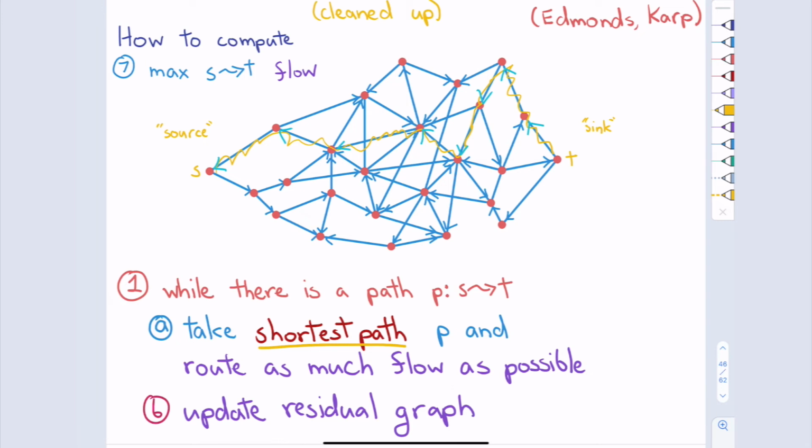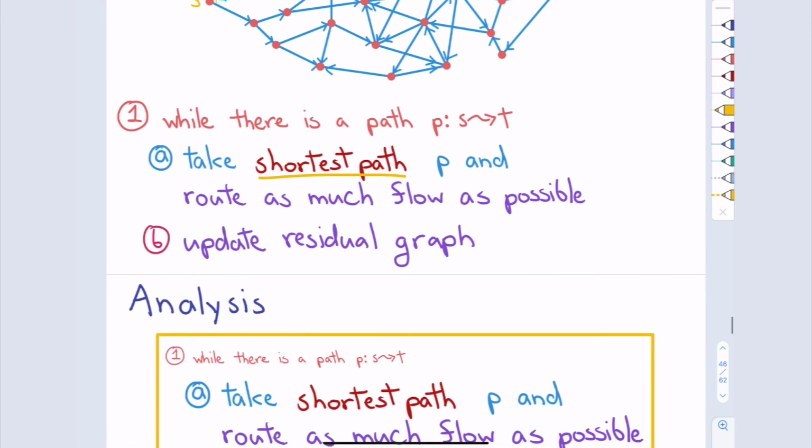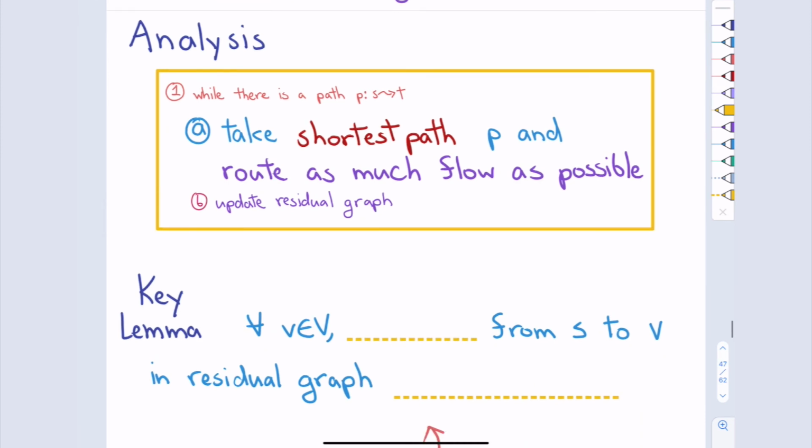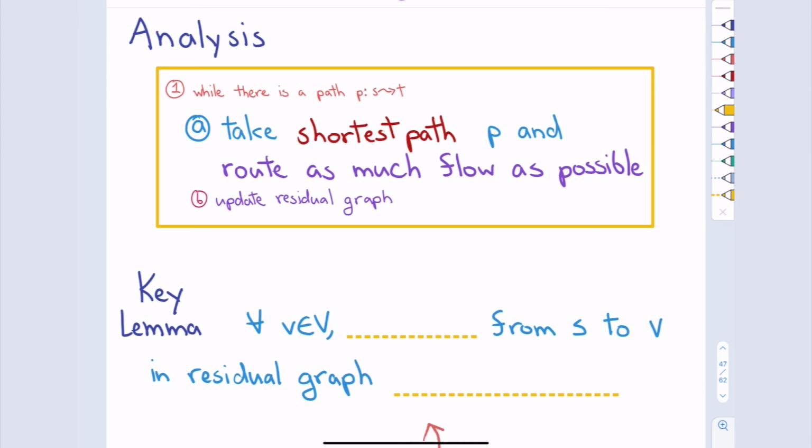All right, so we have a little time left to analyze this thing. Okay. All right, so there's the algorithm in the yellow box. It's very natural, given our last Thursday's discussion. Find the shortest path from S to T, send as much flow as possible, update the residual graph, repeat until there's no path left.